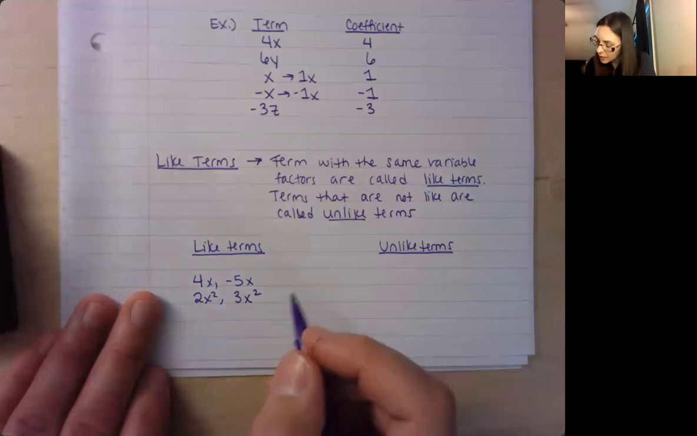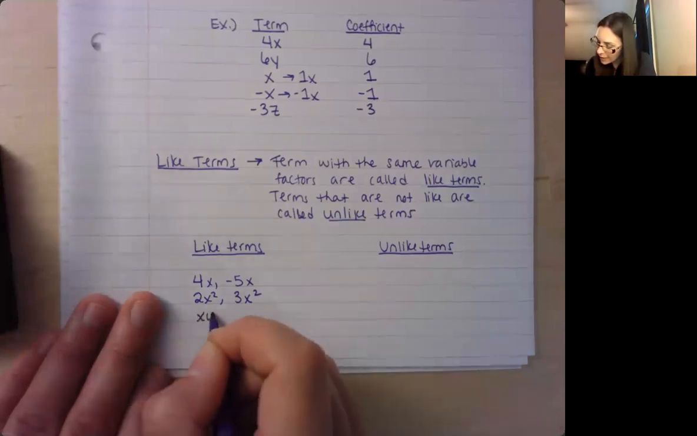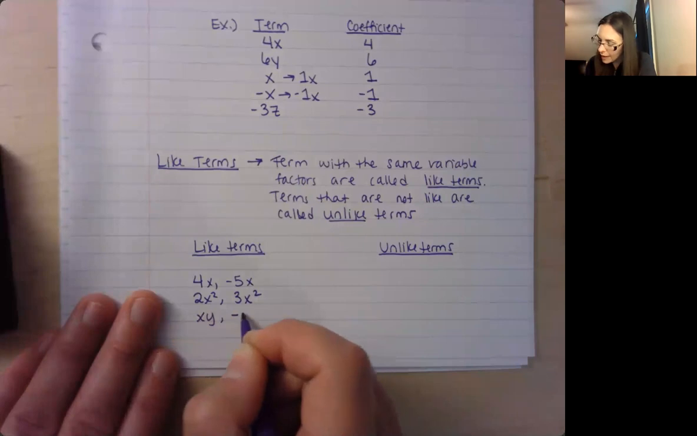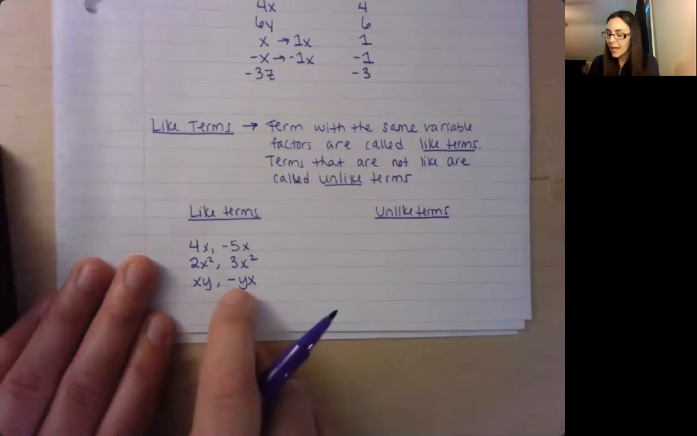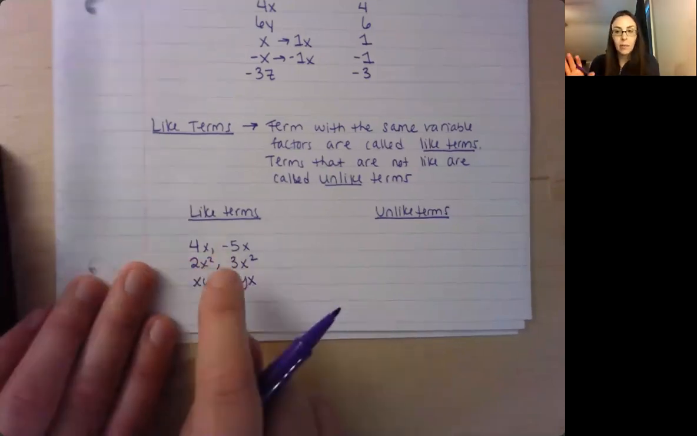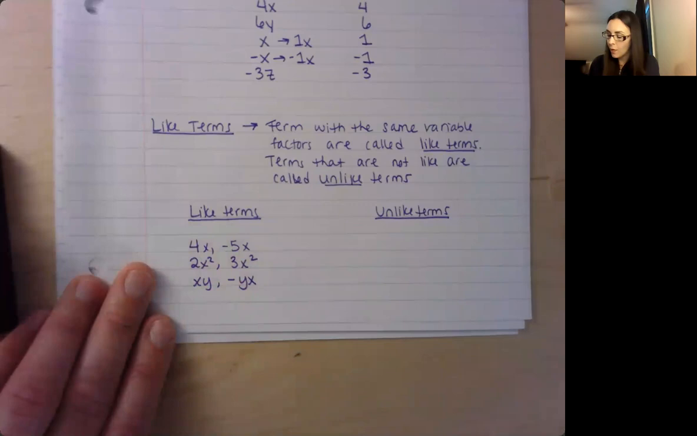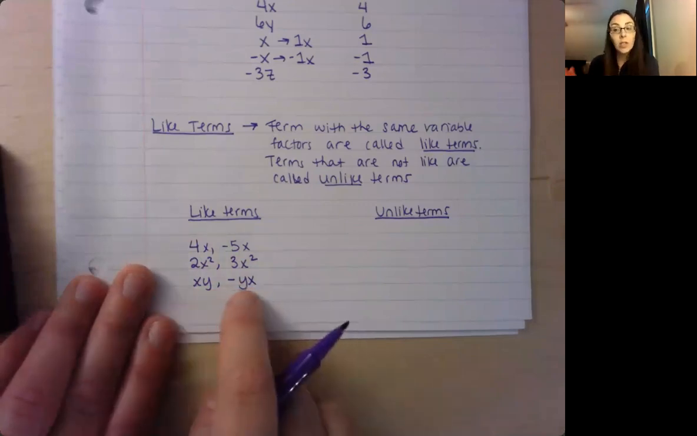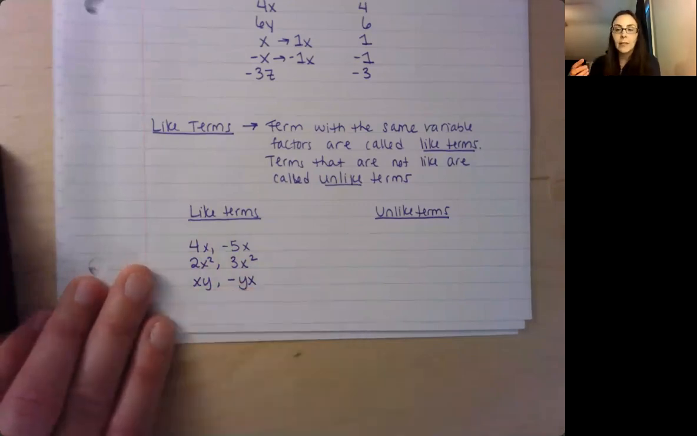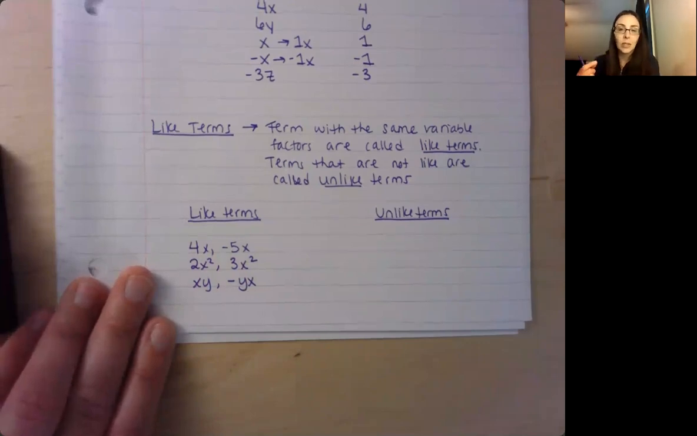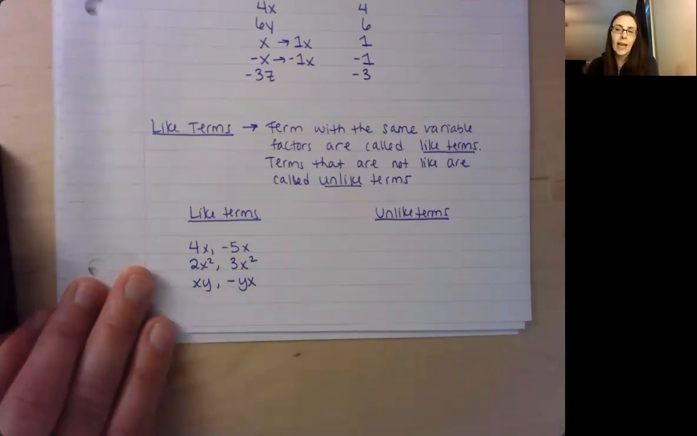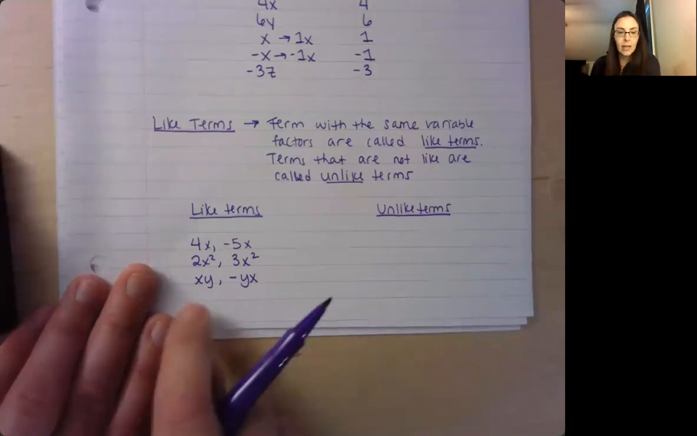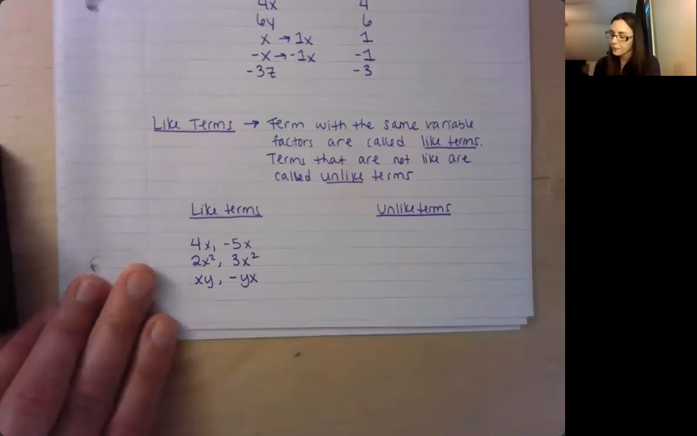Or maybe I have something like xy and negative yx. Now, this one's a little tricky, but again, I don't care about the sign. I don't care about the numbers. Just looking at the variables. Do they have the same factors? Well, they both have an x and they both have a y. So they do. The order doesn't matter because multiplication is commutative, right? If I do 2 times 3 or 3 times 2, I get the same answer. So it's okay to switch the order. Usually you'll see things in alphabetical order, so you'll tend to see this instead, but they are like terms.